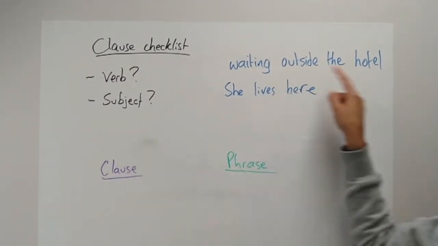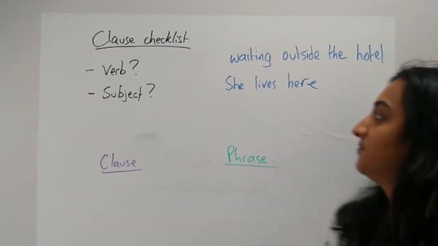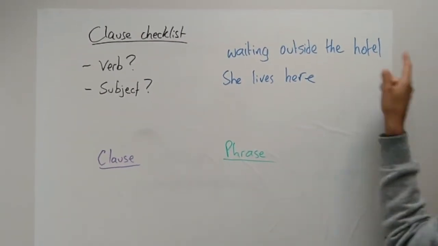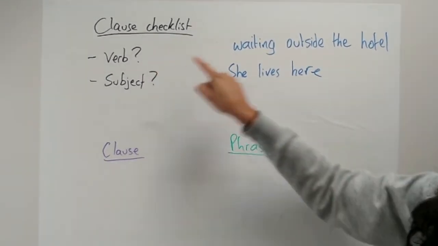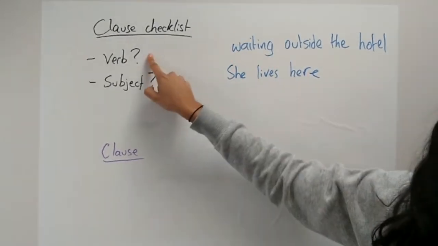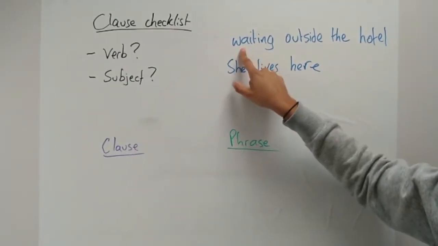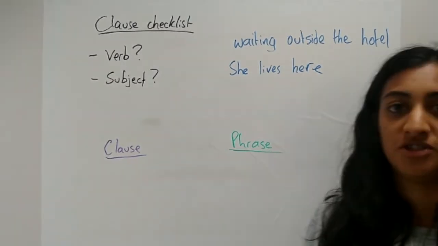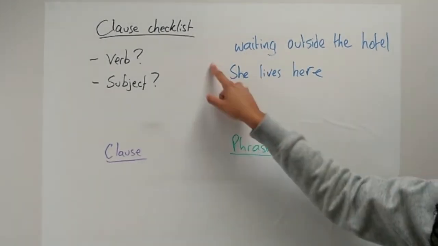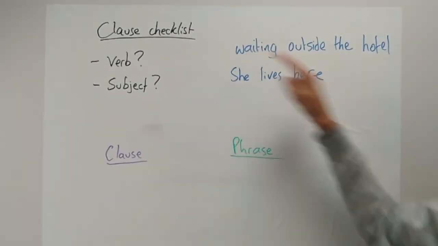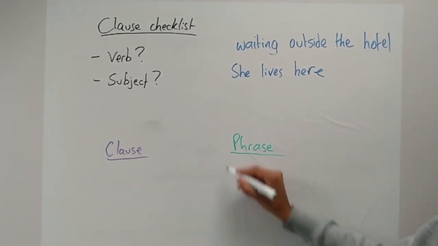So now I have my checklist and my two example collections of words. Let's look at the first one and see if it's a clause. Waiting outside the hotel. It's a collection of words. It means something. Does it have a verb? Well, I know that waiting is an action, so it does have a verb. But remember, for it to be a clause, it needs to have a verb and a subject. Is there a subject? Do we know who is doing the waiting or what is doing the waiting? No, we don't. There's no person. Therefore, we know it cannot be a clause, which means it must be a phrase. So I can go ahead and write it in underneath the column where it says phrase.